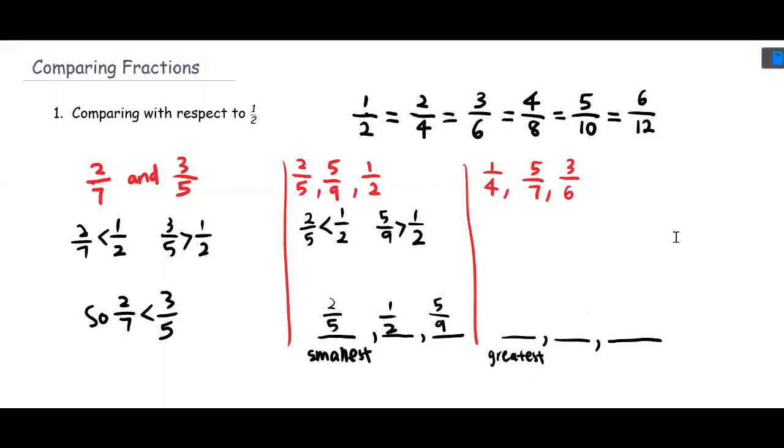So immediately I know that 1/4 is less than half, 5/7 is more than half, and 3/6 is equivalent to half. So I can just write my greatest fraction will be 5/7 because it is more than half, followed by 3/6, which is equivalent to half, and then 1/4, which is the smallest fraction here. So as you can see, if I know how to compare with respect to half, I can do this pretty quickly. Let's look at the second method now.